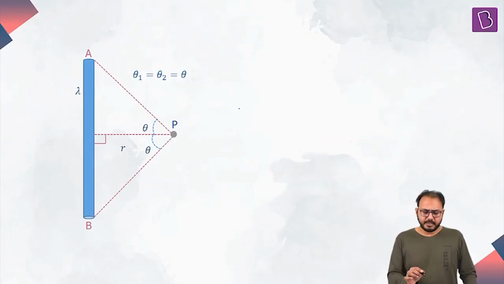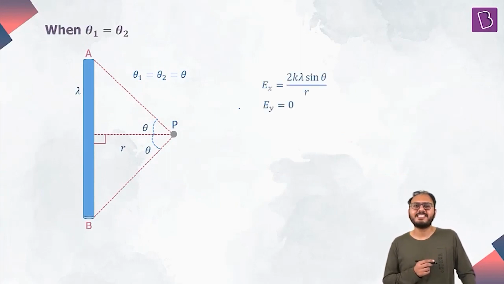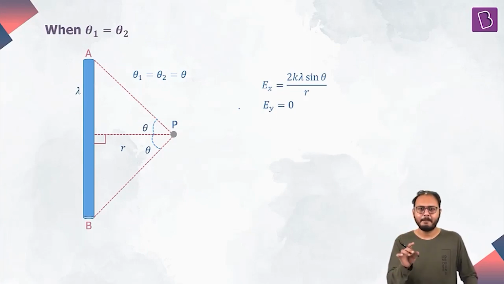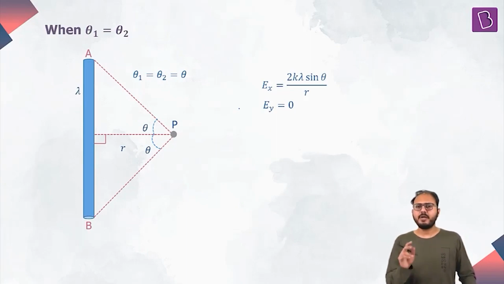Special case of theta 1 equal to theta 2 equal to theta. Did you notice that when I put the value, I am not putting sine theta minus sine theta? I just put the value theta because the minusness is there in the formula. So guys, what is your Ex expression? K lambda by r sine theta plus sine theta. That's 2k lambda by r times sine theta. And guess what? Ey becomes 0.